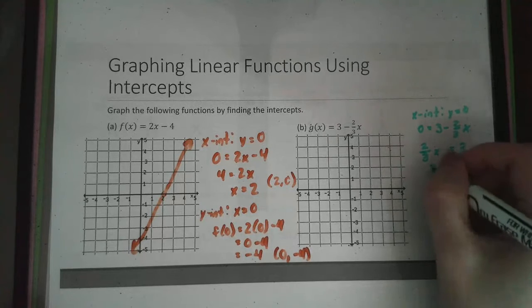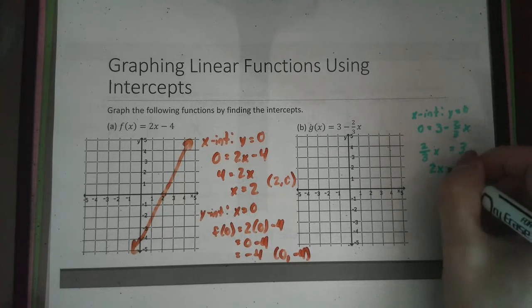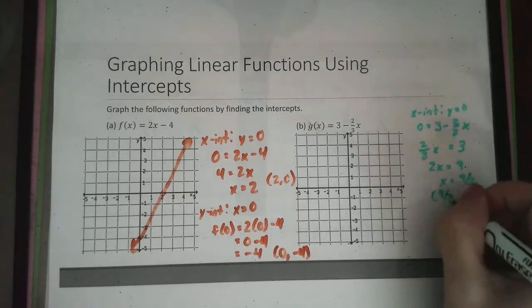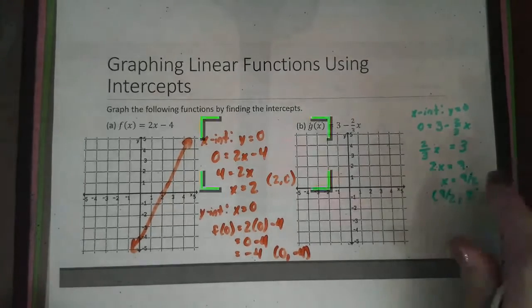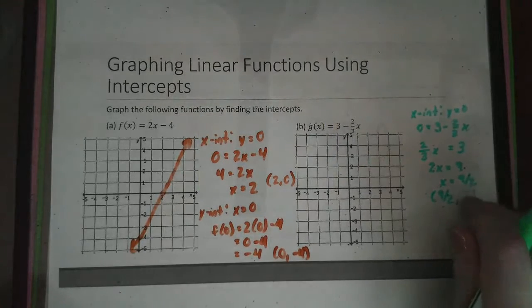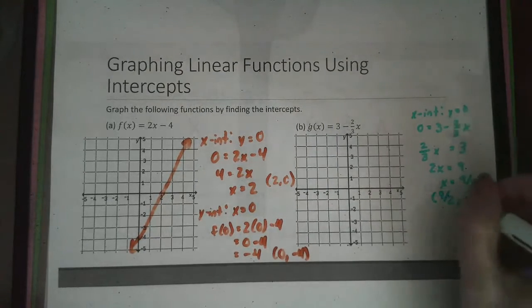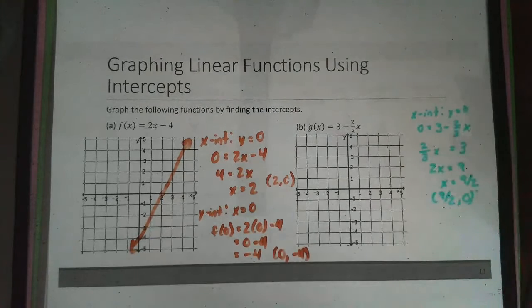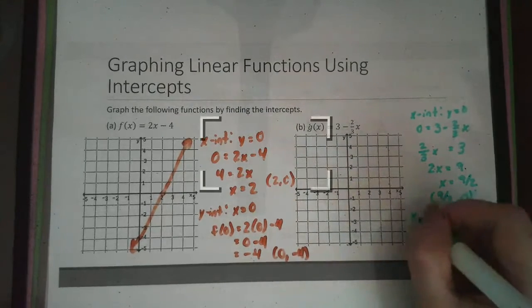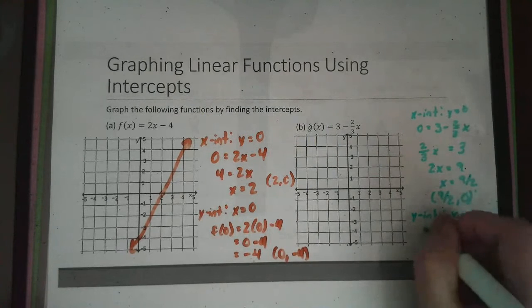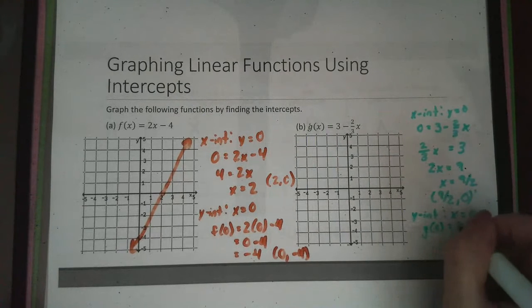I can multiply both sides by 3. So 2x is equal to 9. Dividing by 2, I get x is equal to 9 halves. So 9 halves, comma 0. I was looking at my 2x from above. So x is 9 halves, my y is 0. That's my x-intercept.